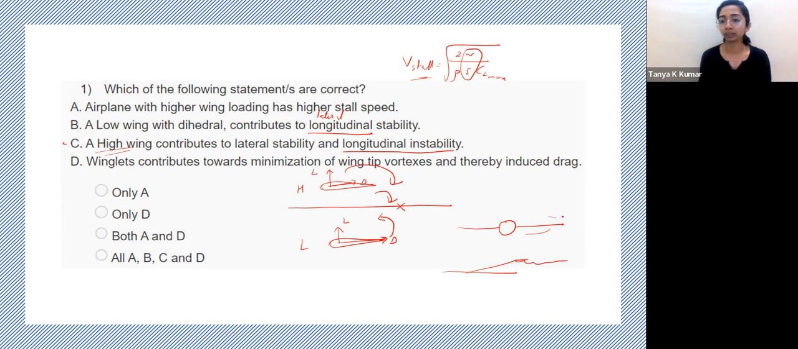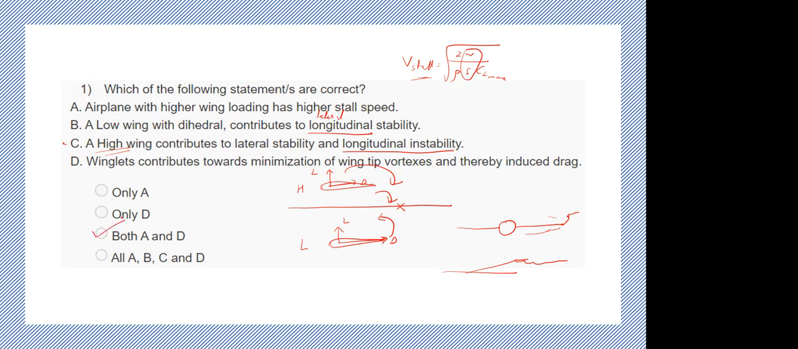Now to smoothen out this interaction at the tip, you introduced winglets. So what happens is, obviously at the point where it meets there will be some vortex generation, but since you're moving it gradually, there is smaller vortex generation there. And you're minimizing it towards a tip, not over an entire edge. So the vortex generation is minimized and the induced drag is reduced. Correct answer is both A and D.